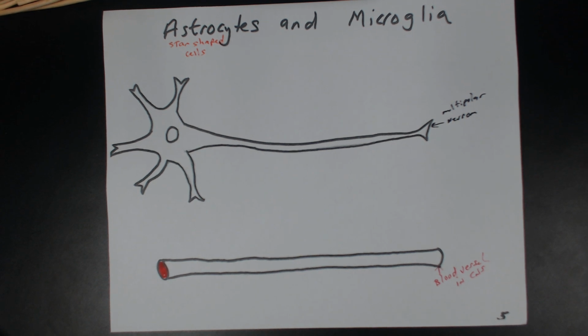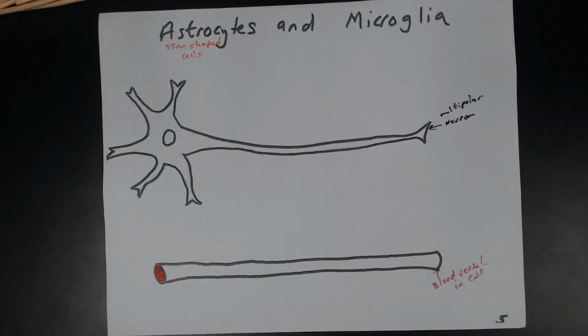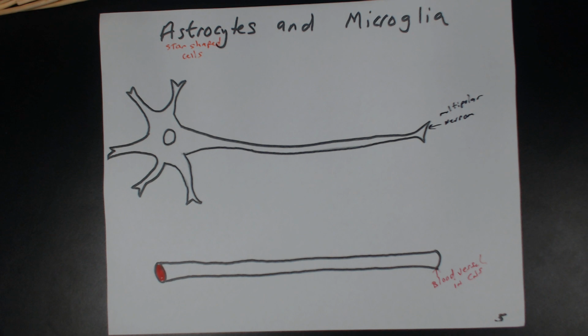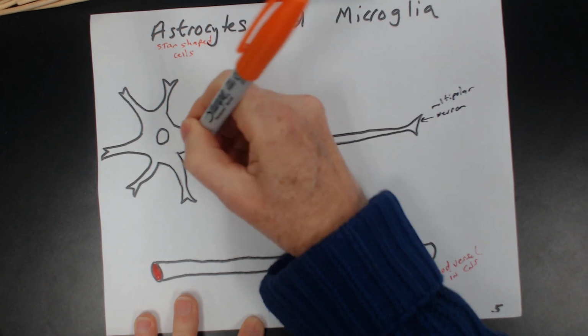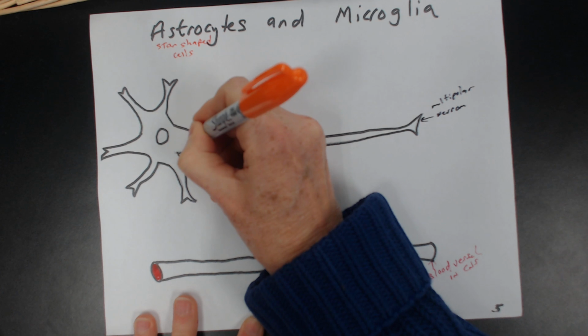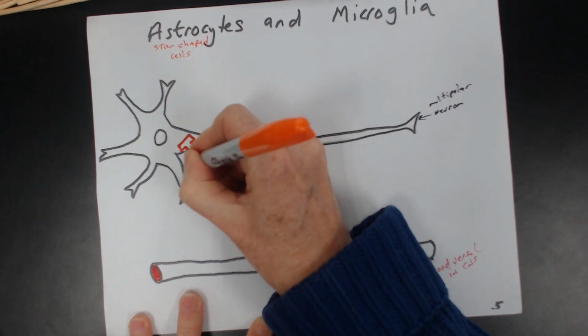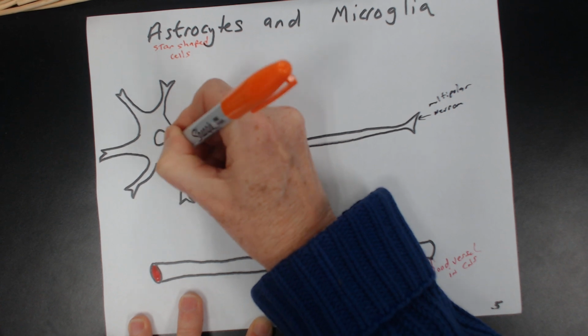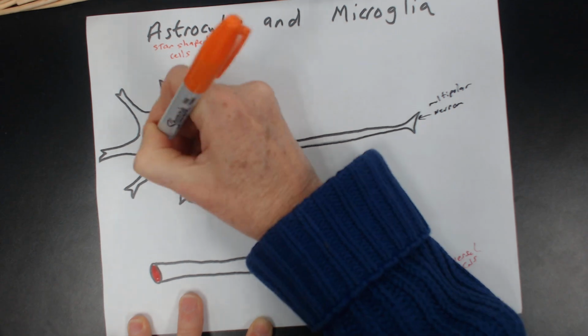What I'm going to do is draw my astrocyte right here, and it's going to be kind of a connector between my multipolar neuron and my blood vessel, and a few other things. Like I said, they're star-shaped cells, so I like to represent the star shapes as little feet. So coming off, I'm going to draw 3 little feet making contact with the neuronal cell body.